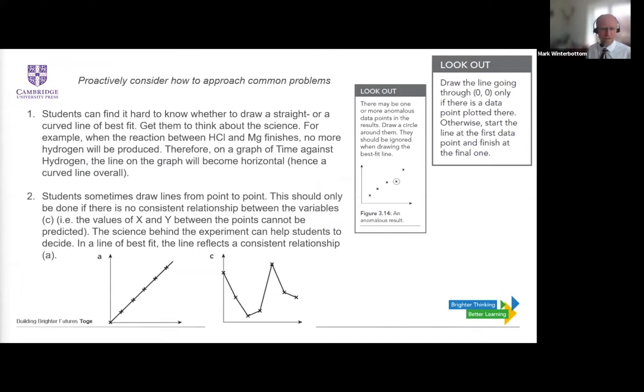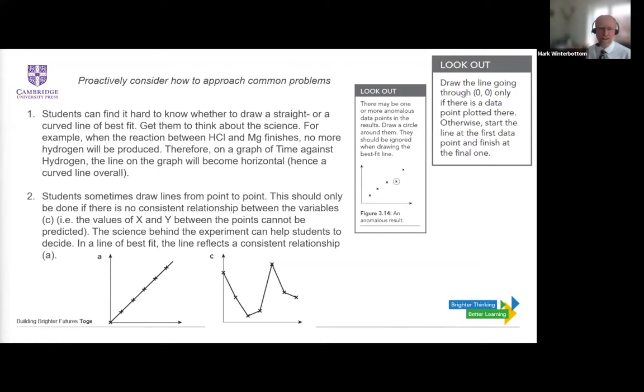Then proactively consider how to approach common problems. Again, same thing. Students can find it hard to know whether to draw a straight line or a curved line, and in there you're getting them to think about the science. Remember, if we've got a graph like C below, then we really can't say much about what's going on in between the data points because it doesn't seem to be a consistent relationship.